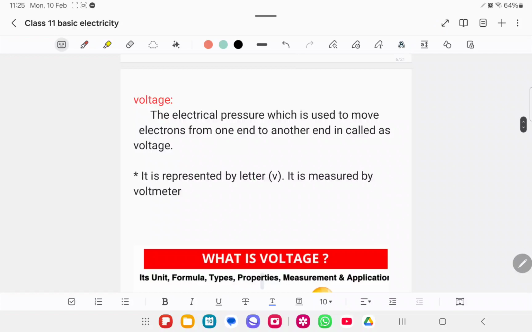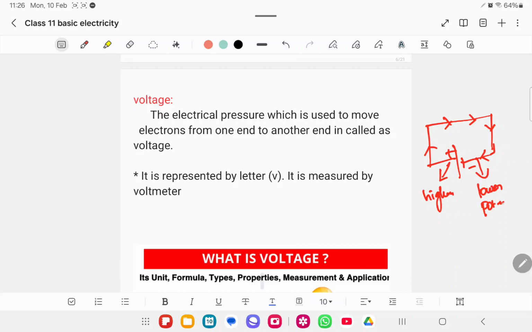Voltage is nothing but the electrical pressure applied to move an electron from one end to another. For example, electrons have to travel all the way along to reach the negative terminal. This side is called higher potential and this side is called lower potential. Electrons always move from higher potential to lower potential. This direction is taken as the electric current direction.